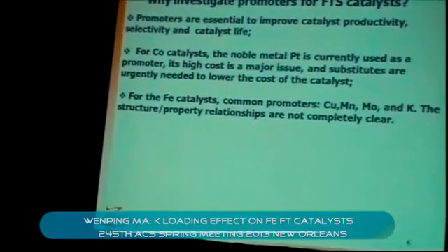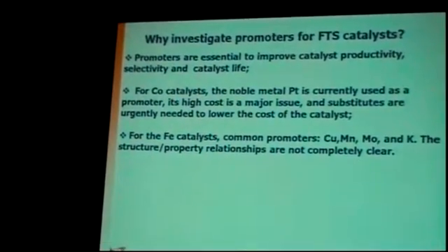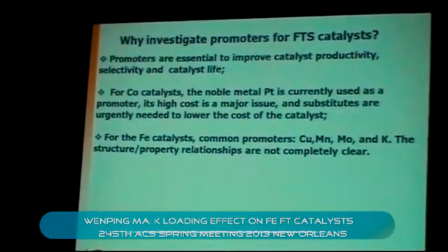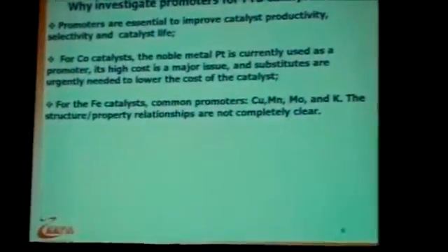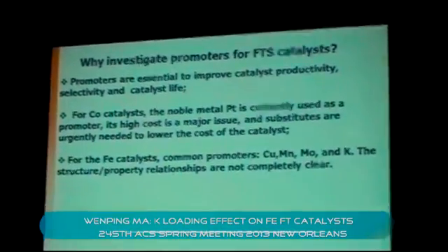Why we study promoters on the Fischer-Tropsch synthesis catalyst is very simple, because promoters can significantly impact catalyst activity, selectivity, and the catalyst life. And in some circumstances, they can also impact the catalyst cost. For example, for the iron catalyst, common promoters usually are copper, magnesium, molybdenum, and potassium. However, the roles of these promoters are still being investigated.